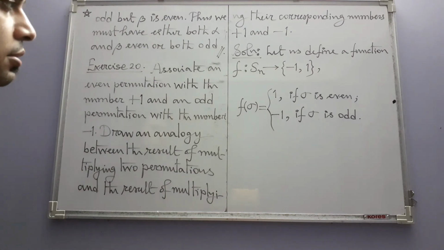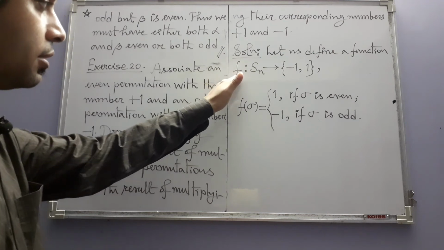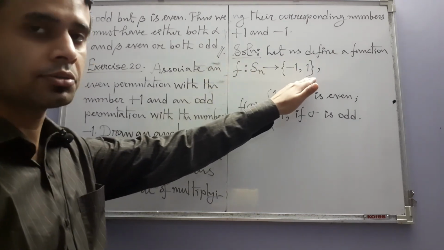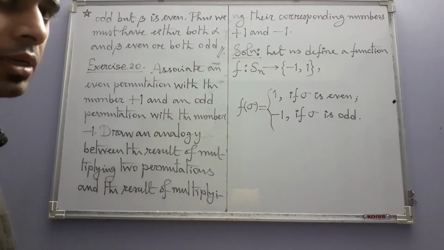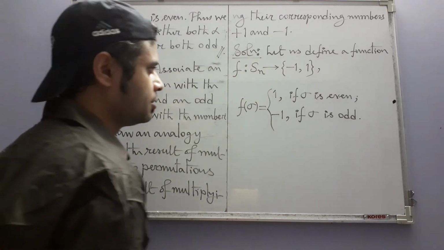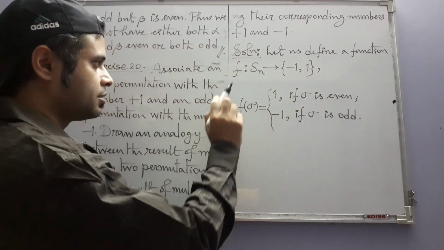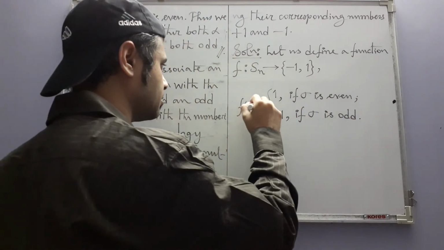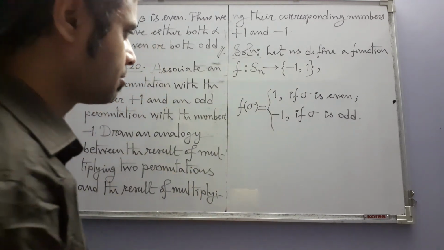We know that because we are defining f from Sn into this set, sigma is coming from Sn, that is understood. So if sigma is an even permutation, its f image is defined to be 1, and if it is odd, then its f image is defined to be -1.